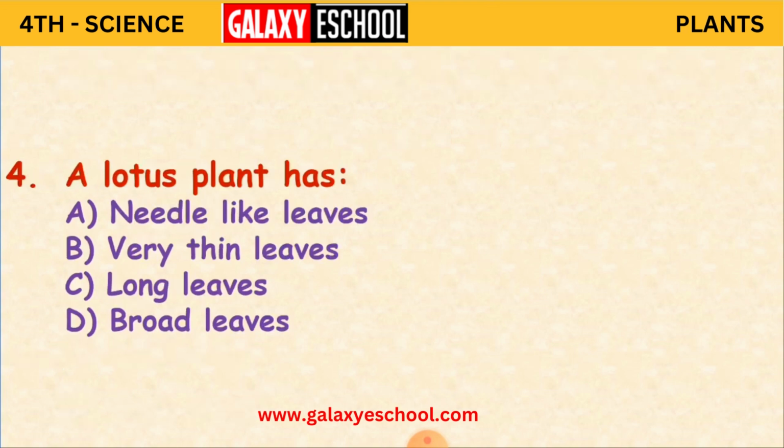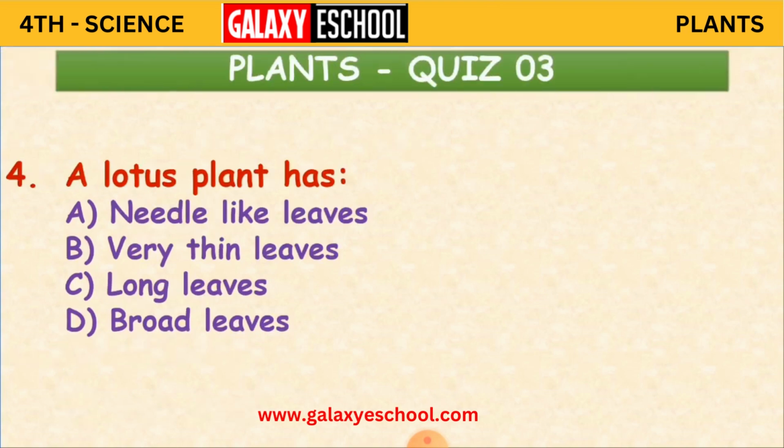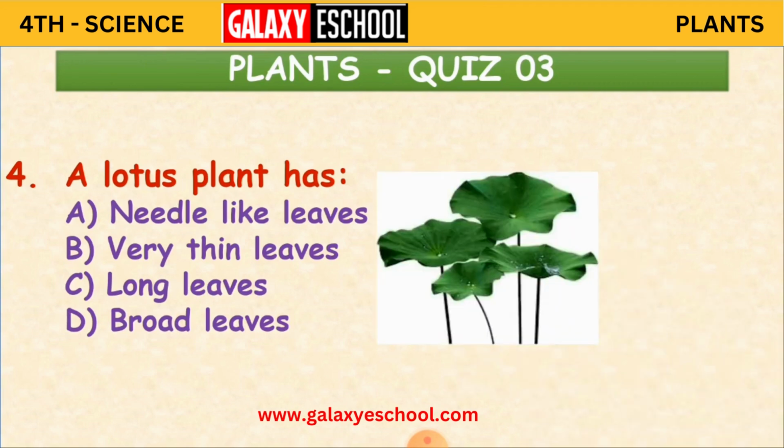Clear? Now, the fourth one. A lotus plant has what type of leaves? Needle-like leaves, very thin leaves, long leaves, and broad leaves. As you can see in the picture, how are the leaves, children? Yes, broad leaves. D option is the correct answer.